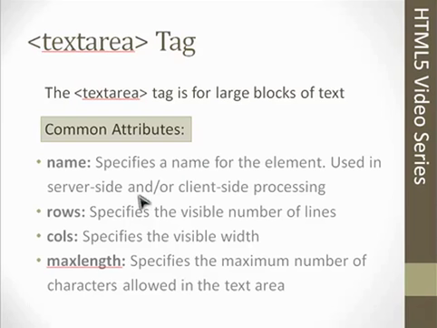It has a rows and a cols attribute. The rows would specify the number of lines, which would be the length of the text area, and the cols would specify the visible width, so it would be the number of vertical columns. Now we have the maxlength attribute, which would specify the maximum number of characters allowed in the text area. This is just like the max attribute for the input tag that we just talked about. So those are the basic attributes for the text area tag.